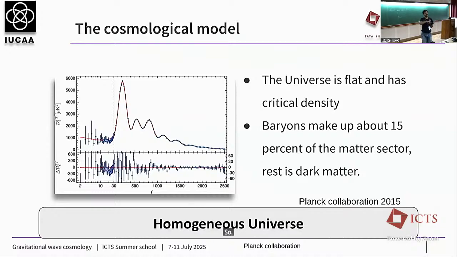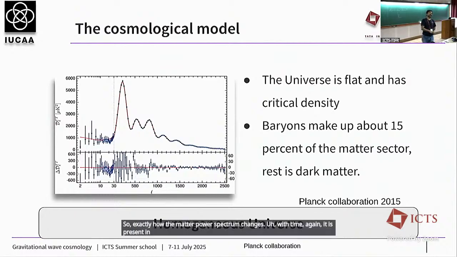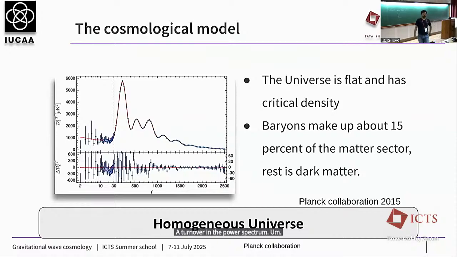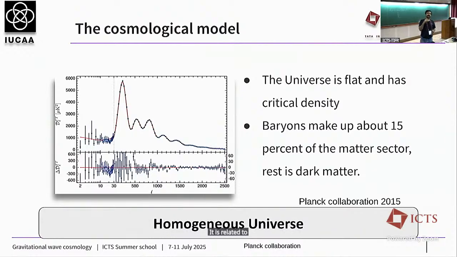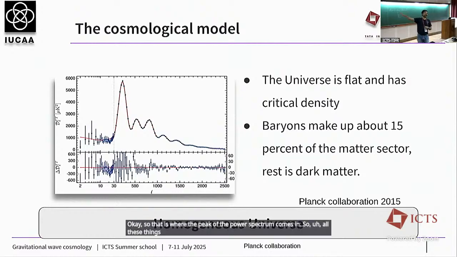Exactly how the matter power spectrum changes with time is again present in my lecture notes. There's something called the Meszaros effect, which creates a turnover in the power spectrum. And the peak that you see in the matter power spectrum is related to the horizon at matter-radiation equality. So that is where the peak of the power spectrum comes from. All these things are explained in more detail in the lecture notes, so I didn't want to go into too much detail here.